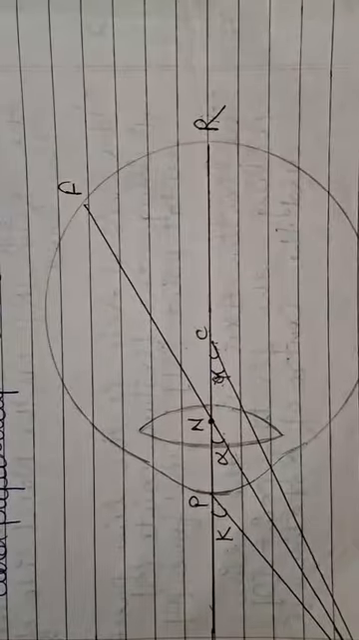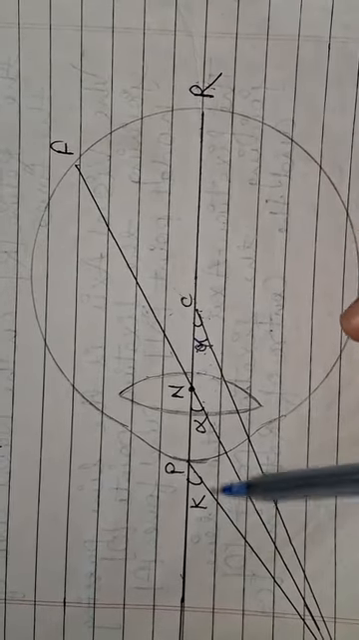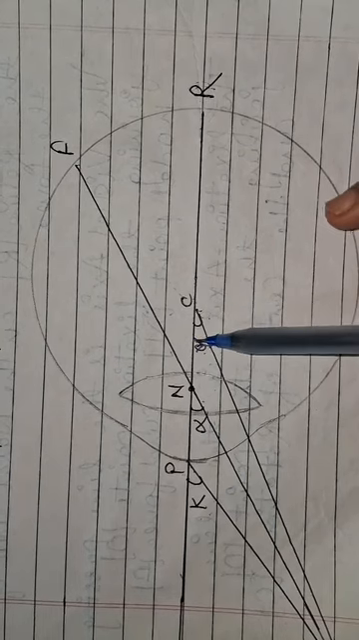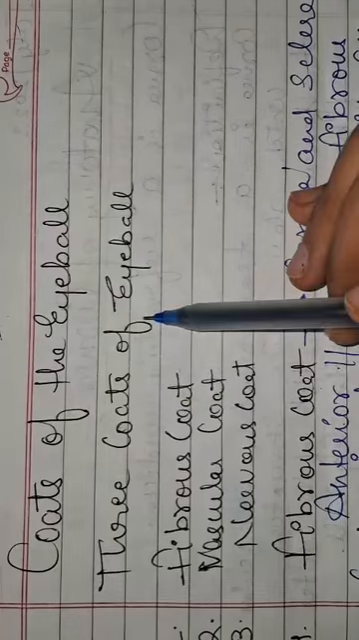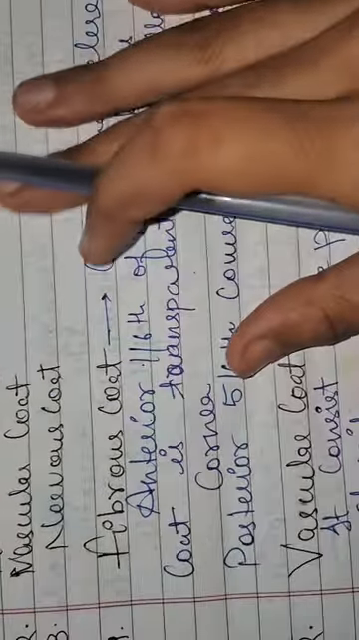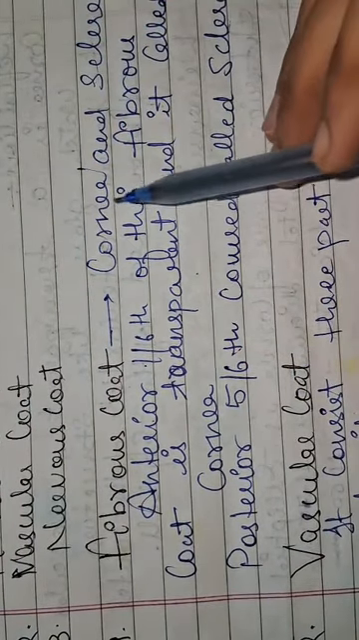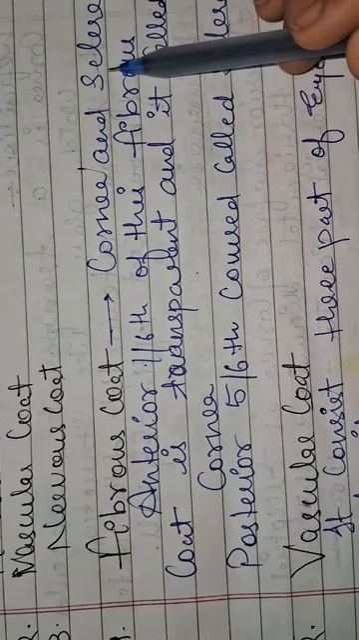This is a diagram of axis of eyeball and angle of eyeball. This is the angle kappa, alpha and the angle gamma. And also discuss about the coats of eyeball. There are 3 coats of eyeball: Fabry's coat, vascular coat, nervous coat. Firstly, discuss about the Fabry's coat. This Fabry's coat covers the parts of cornea and sclera.